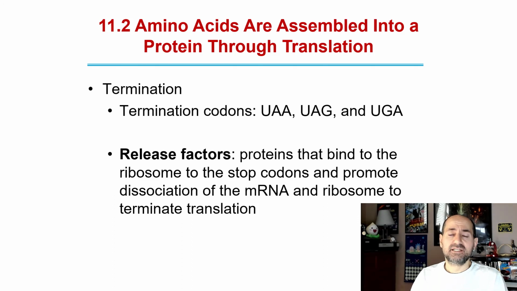So then we have termination, right? At some point after elongation has gone on for a while, you're going to encounter a stop codon, either UAA, UAG, or UGA. Any one of these works as a stop codon. Remember, these stop codons don't code for an amino acid, and there is no tRNA that recognizes them. Instead, a protein recognizes these stop codons. That protein is called release factor. When it binds, it causes dissociation and release of the mRNA and the ribosome to terminate translation.